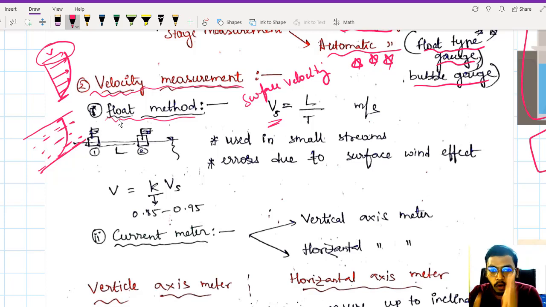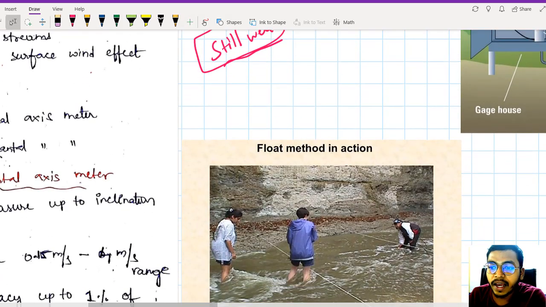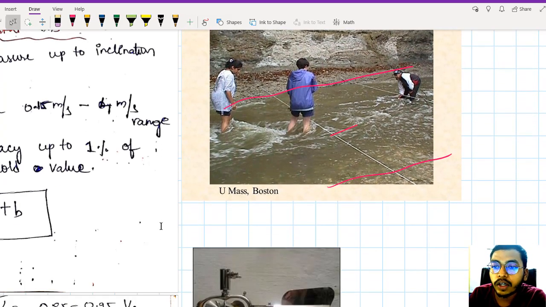So what is this float method? Let us try to understand, and then I will explain you how to measure the velocity at whatever depth you want. So for measuring surface velocity, we are using float method, and this is the float method in action. You can clearly see there is a stream like this. Okay, this person, you can clearly see the water is flowing in this direction. Okay, so the person standing here will release one float.